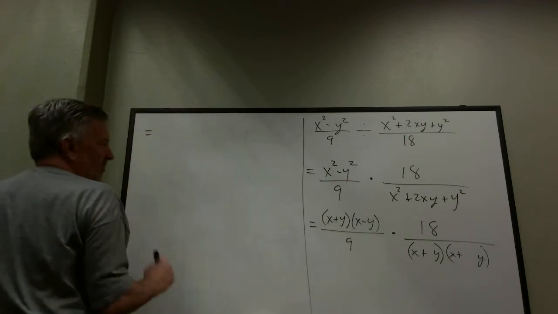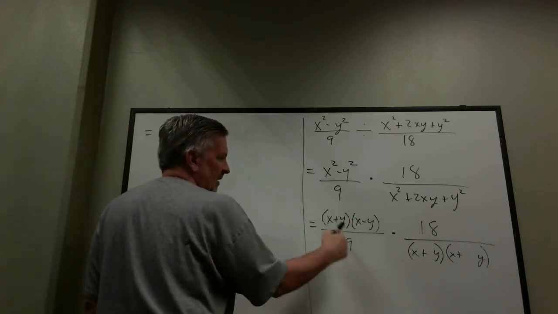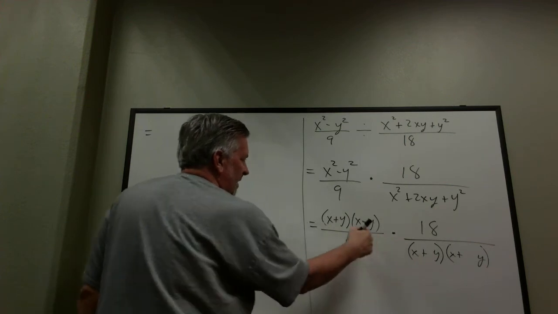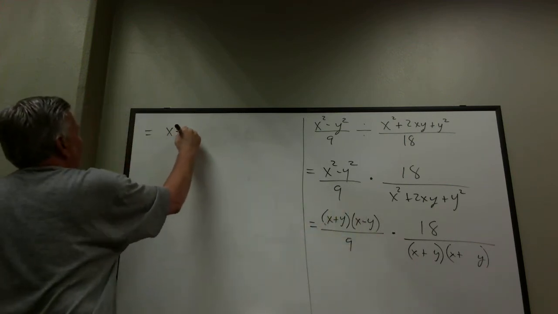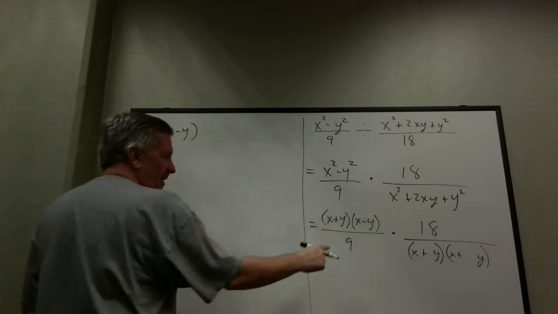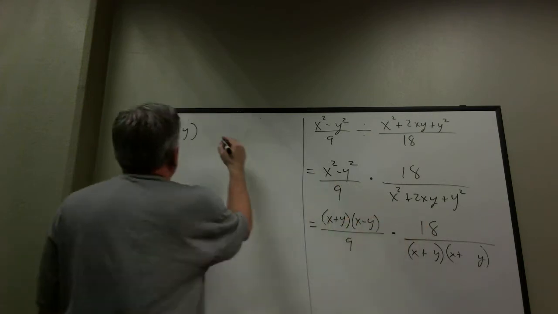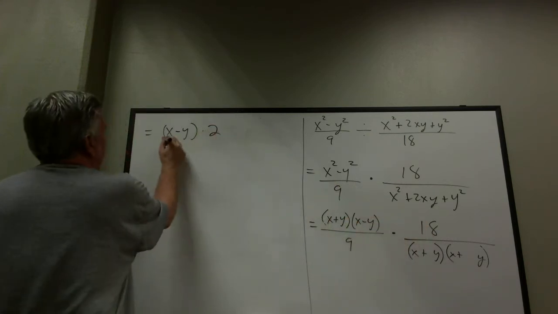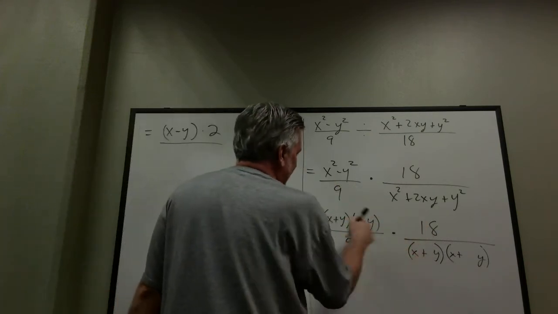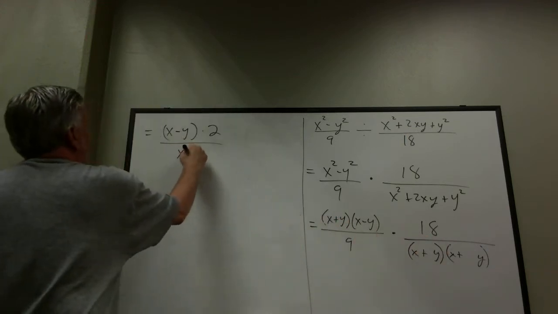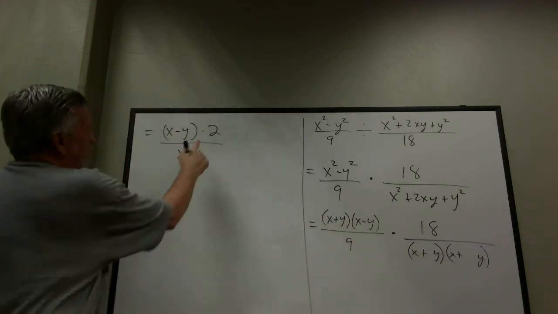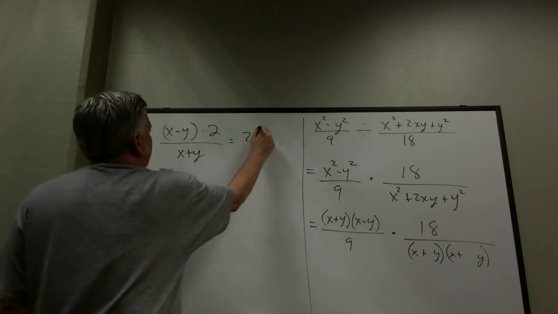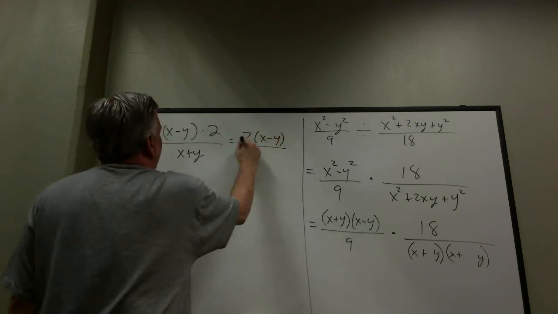Okay. So notice I can cancel, say, this x plus y with one x plus y there. So I still have an x minus y. I have the 9, 18 over 9 is 2. And then what do I have left in the denominator? I canceled one of those. I still have an x plus y. And normally we put constants out front. I'll go ahead and do that.